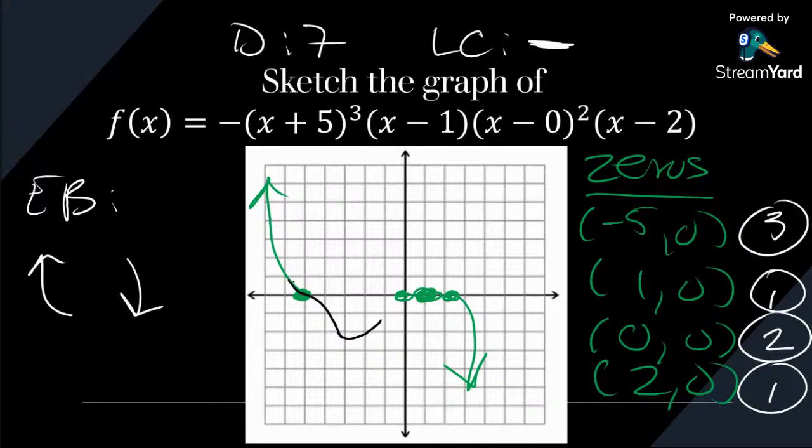That happens twice. So we're going to bounce. So touch that point, come back down. At 1, we're going to go straight through like normal. Then at 2, we go straight through. So this is what our graph is going to look like. And that's it. We have our sketch. Everything's identified, and we're good to go.